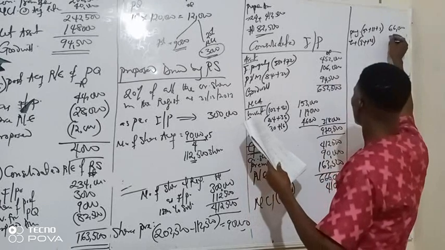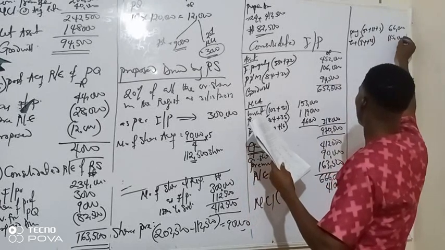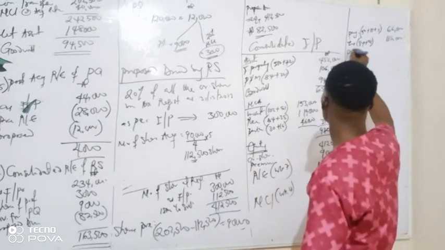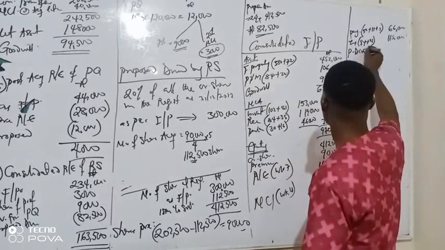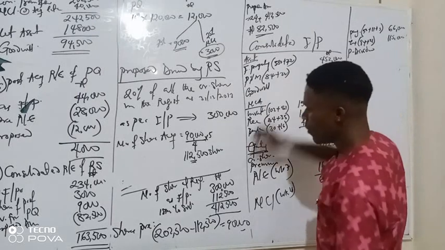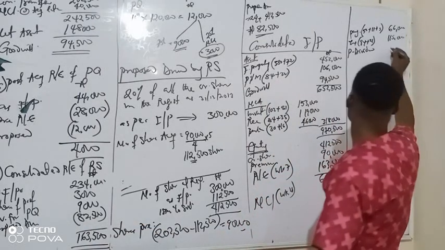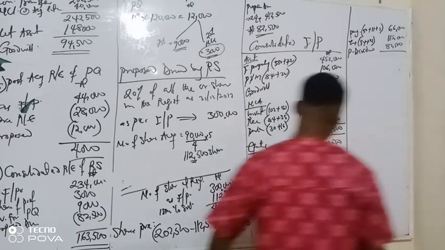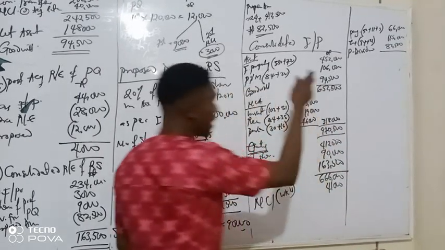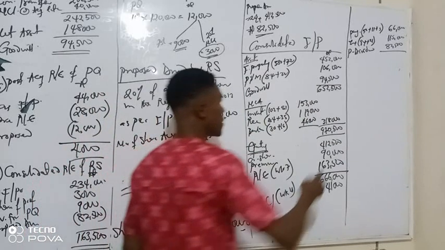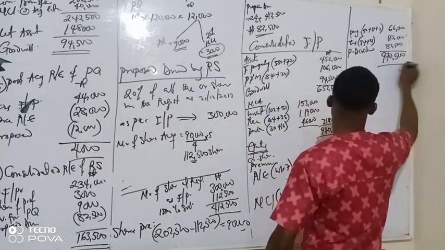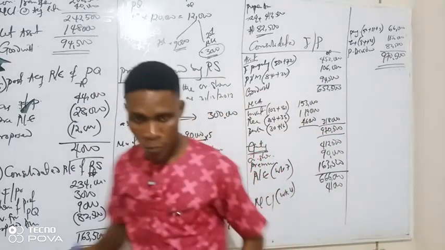Total 115, abi? The parent has a proposed dividend, abi? Proposed dividend by parent, how much? 82,500. So in total now, let me add 660, 41, and that 970.